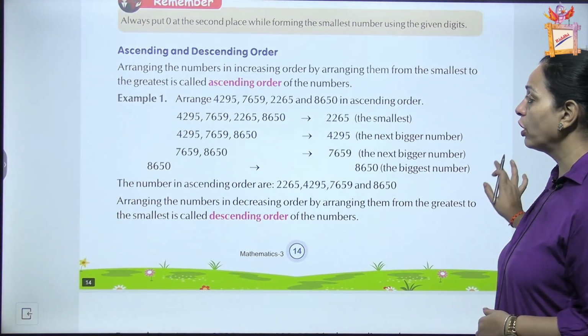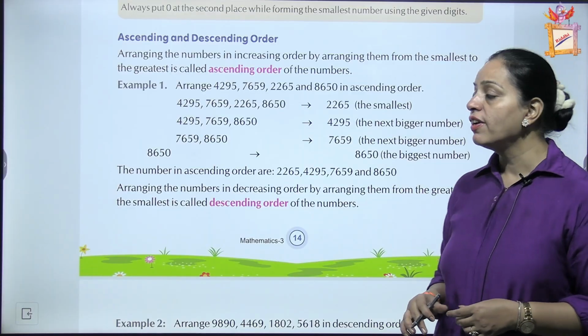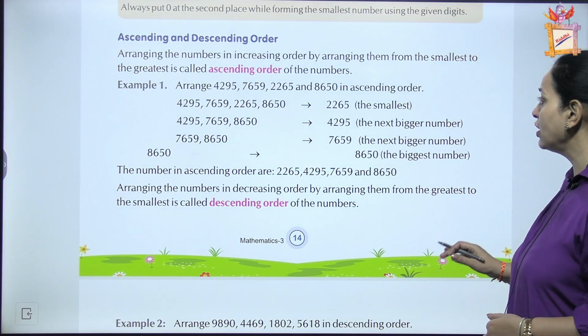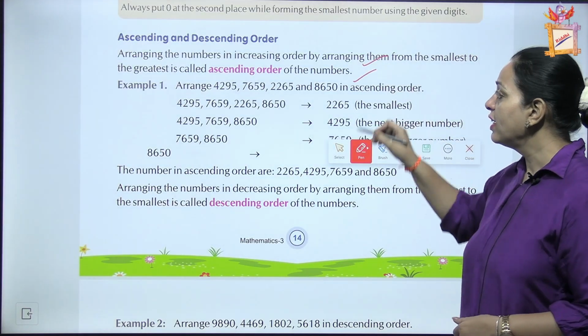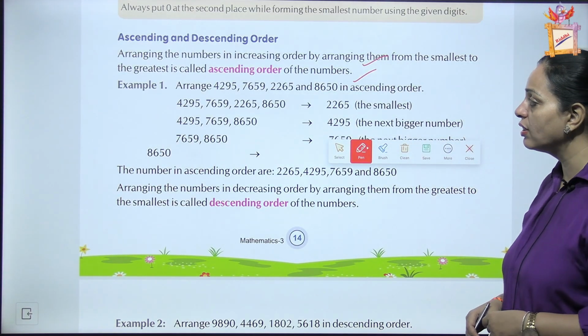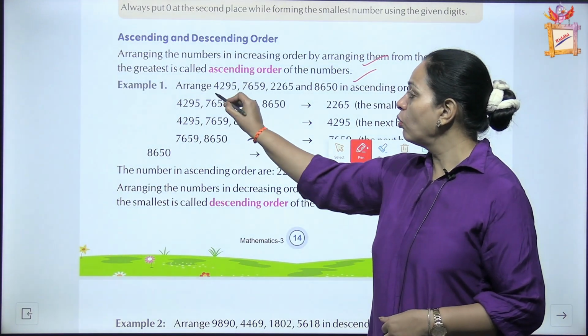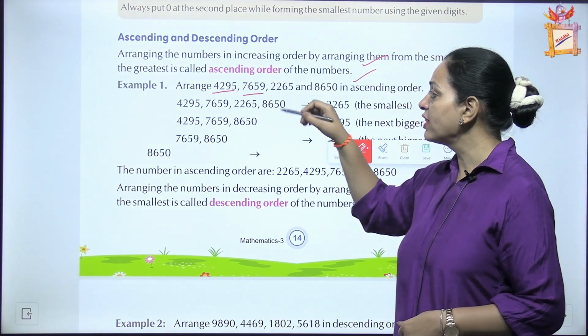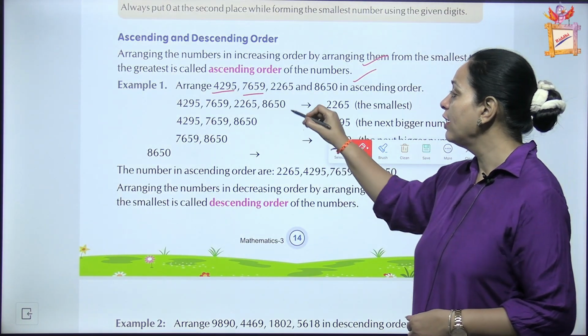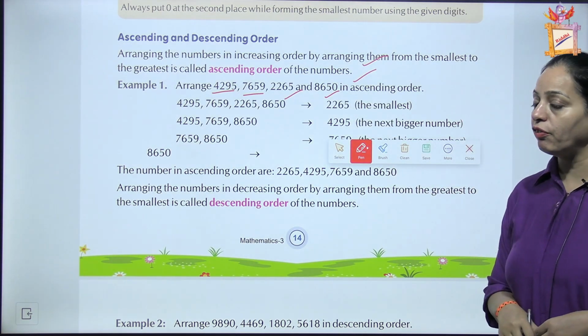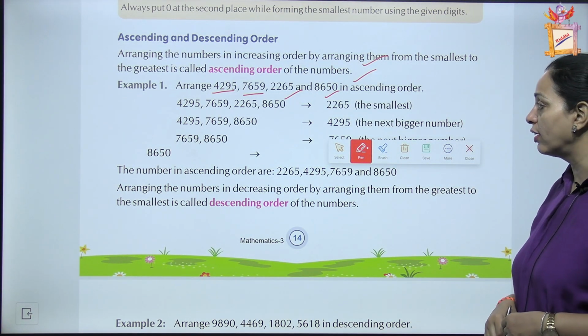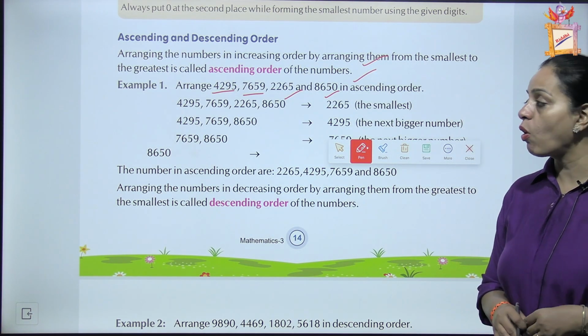Okay. Now we are talking about ascending and descending order. Arranging the numbers in increasing order, by arranging them from the smallest to greatest, is called the ascending order. See example 4295, 7659, 2265 and 8650 in ascending order. So see what is the smallest.